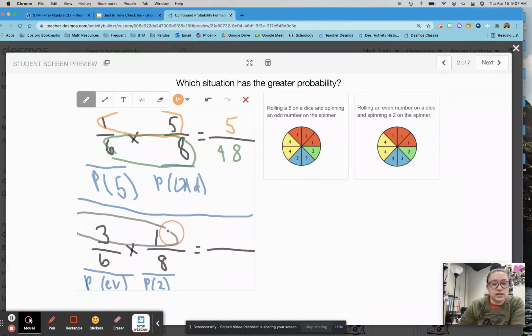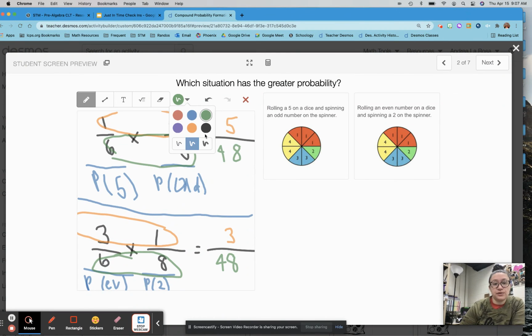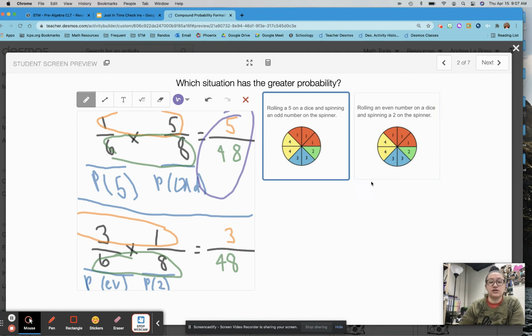3 times 1 is 3. And then we know that 6 times 8 is 48. So which one of those is greater? 5 over 48 or 3 over 48? 5 over 48 is greater, so you should choose that one on the left.